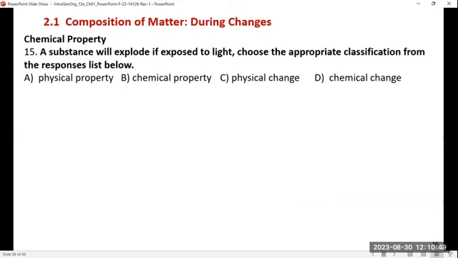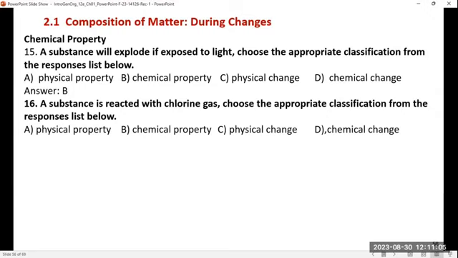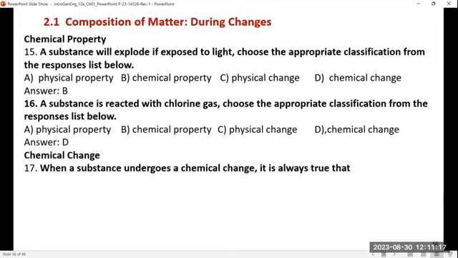Substance reacts with chlorine gas. Reacting with chlorine gas is the chemical change. A substance undergoes chemical change. It is always true that it freezes? Freezing is a physical property. That's not the answer. A solid is formed?